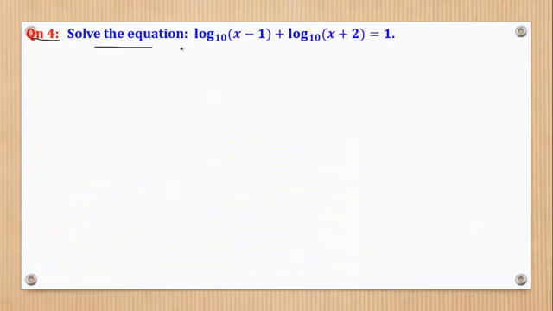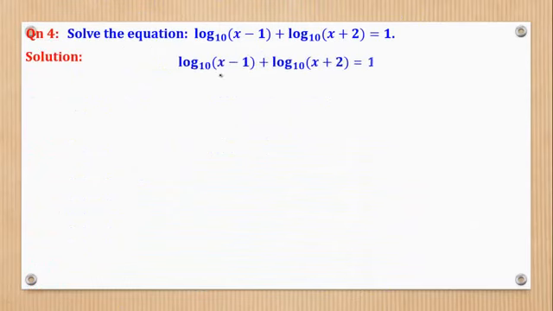Question 4, solve the equation this. Okay, so first you realize that the base is the same. Do you see that? This and this is the same. And here there's addition, meaning we can keep the base and get the product of these two, to give you this step.